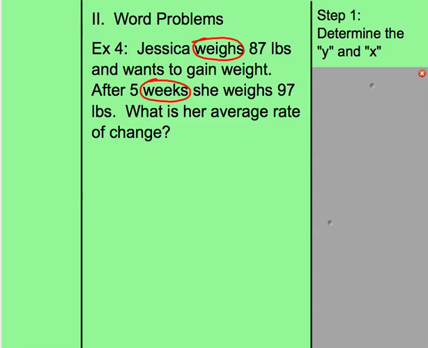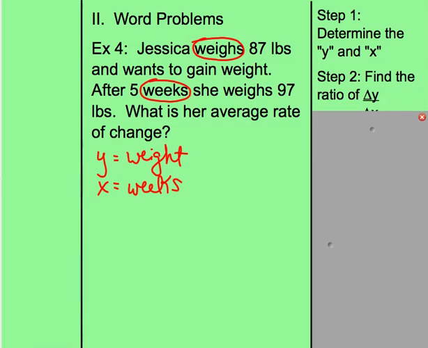So in order to figure out y and x, does it make sense to talk about time per weight or weight per time? Think about that for a second and figure out which one you think the y is and which one you think the x is. Well, what makes sense is weight per week, how much she's gaining per week. It doesn't make sense to talk about how long it takes her to gain a pound. So our y is weight, and our x is weeks.